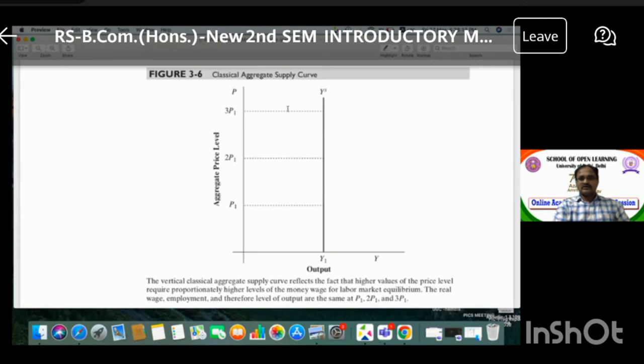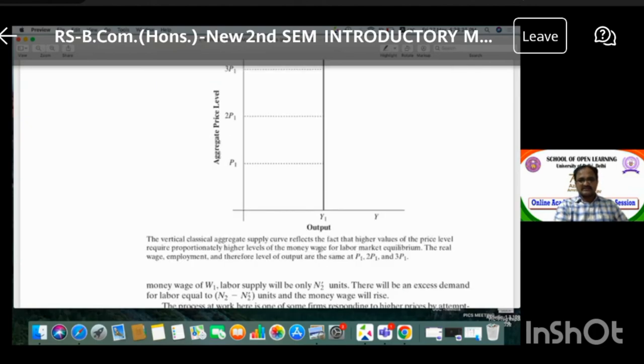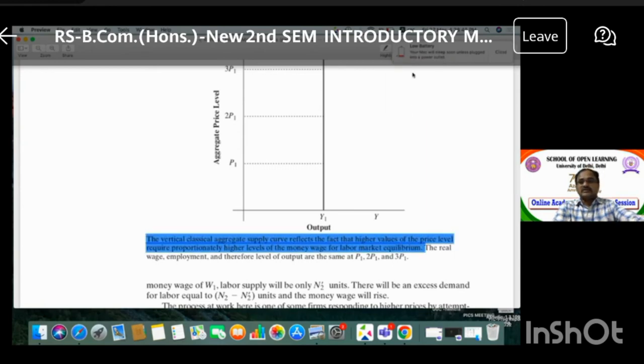So according to classical theory, what is the aggregate supply curve? This is the horizontal axis, right? This is the vertical axis. The vertical classical aggregate supply curve reflects that a higher value of the price level requires a proportionately higher level of the money wage rate. Sometimes they can ask a short answer question to the students on this point. That's why I'm discussing here.